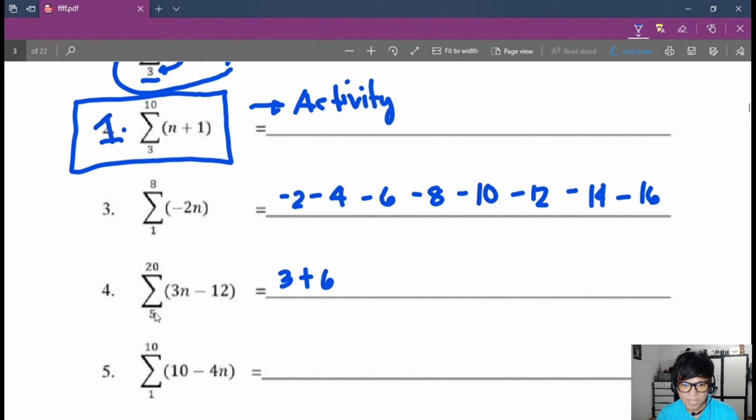So, next one is 7 na tayo. 7 times 3 is 21 minus 12 is 9. As you can see, the sequence, the pattern in our sequence is it is increasing by 3, sorry. So, pwede na natin i-continue dito.